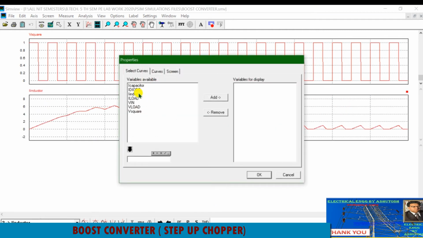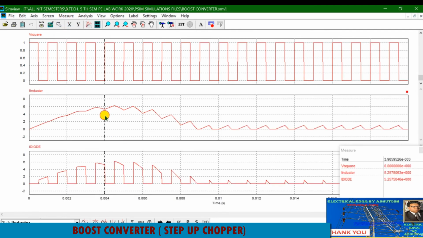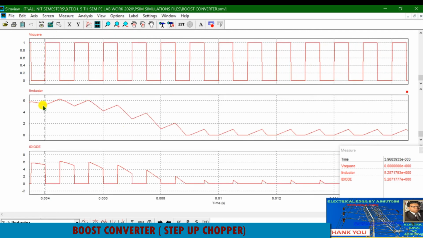And what happens? The diode current you can clearly see from the diagram. This is the on period. I am taking the axis. See here, this is the axis and this is the on time. So during on time, charging current increases. You can see, I can zoom in on this waveform. This is the on period.